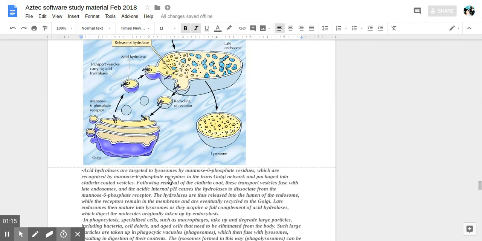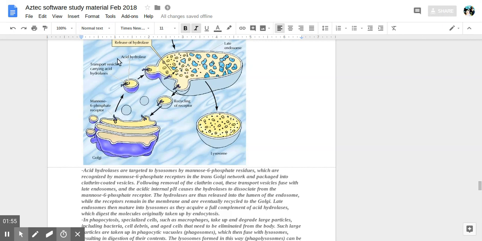The vesicles, which carry the acid hydrolases, are taken to the lysosome, where they're used for breaking down various macromolecules, like for recycling. So molecules such as sugars, lipids, proteins, whatever needs to be broken down are taken into the lysosomes via vesicles, and these acid hydrolases are produced.